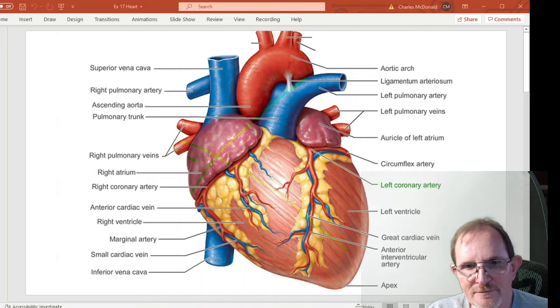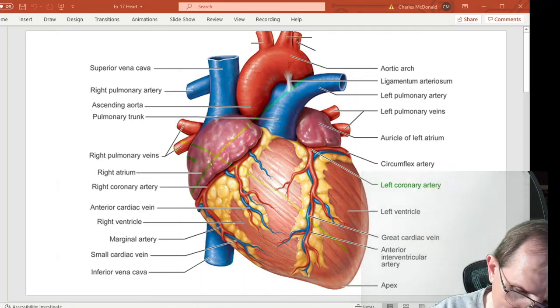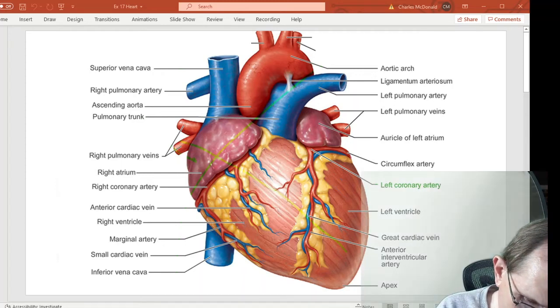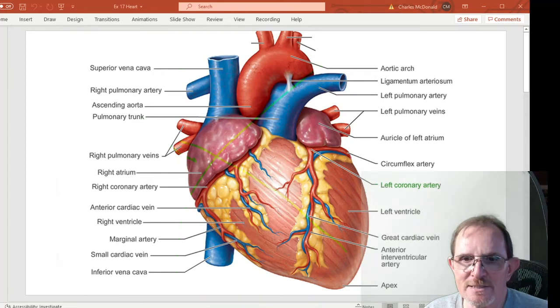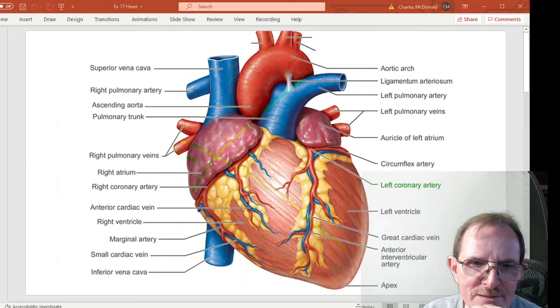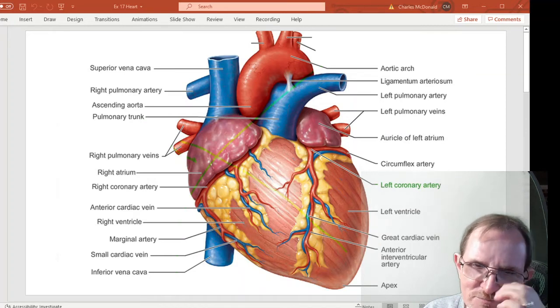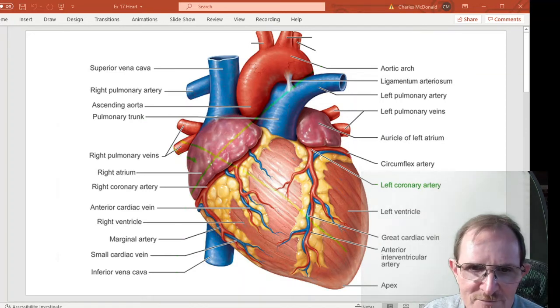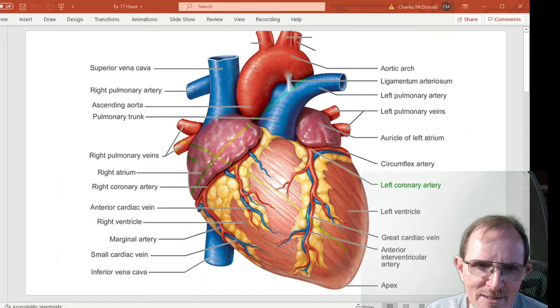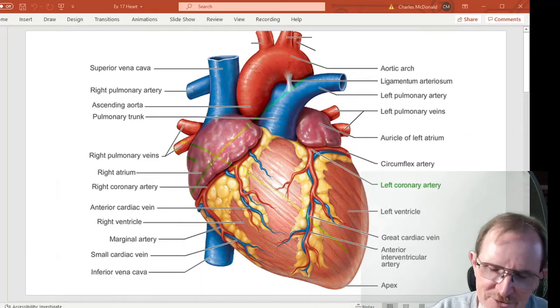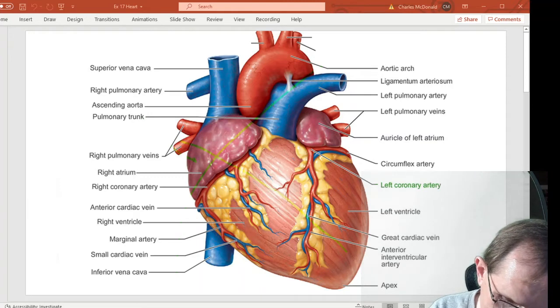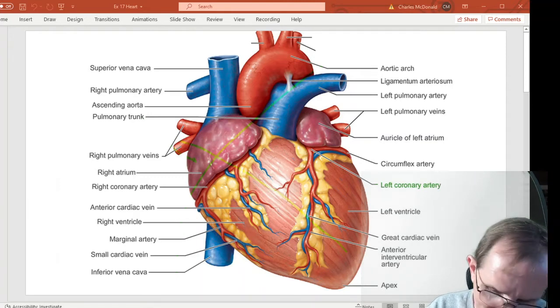Okay, the vena cava. So this is superior vena cava. It's on the top, and the inferior is on the bottom. Now these flaps that you see are called the auricles. We have one on the left side and one on the right side. They're over the top of the atrium, and we'll see the atrium in a better place.